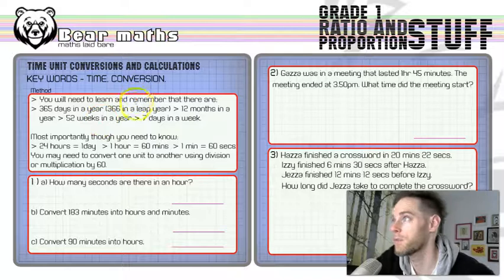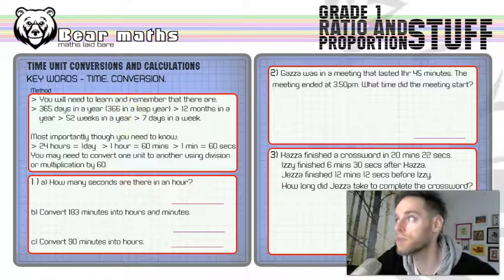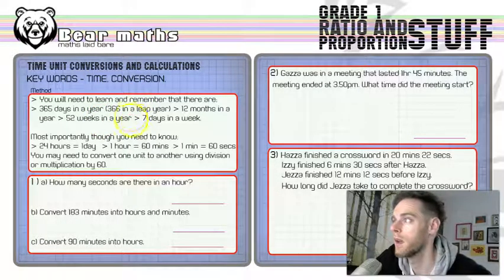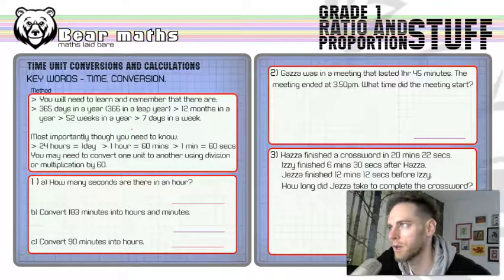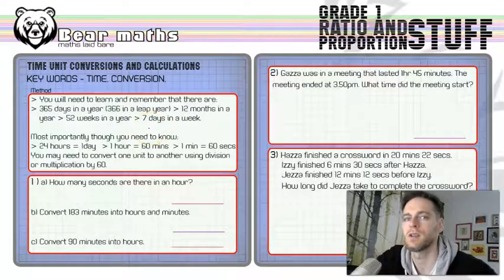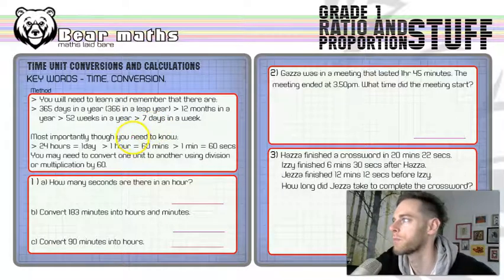So you need to learn and remember that there are 365 days in a year, 366 in a leap year. It's a leap year every 4 years. You need to know that there are 12 months in a year. You need to know that there are 52 weeks in a year, and you need to know there are 7 days in a week. All right, these are all assumed knowledge. You have to understand that this is not something that we teach you. This is something that you have already learnt by this point in your life.